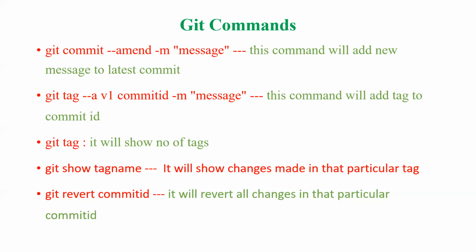And then by using git show tag name, we can see the changes made in that particular tag. All changes will be visible by using the git show command. Next one, git revert. This git revert command will revert all changes in that particular commit ID. Whatever changes we made in that particular commit ID, all changes will be reverted by using git revert commit ID. Okay, we will see all these commands in the lab session. Let's move to the lab session.